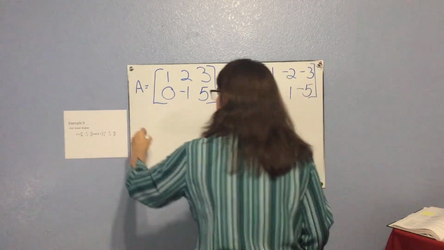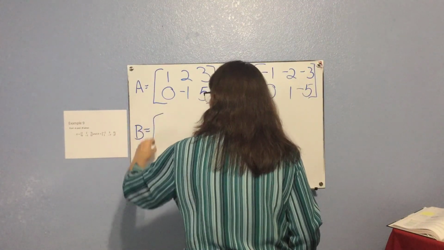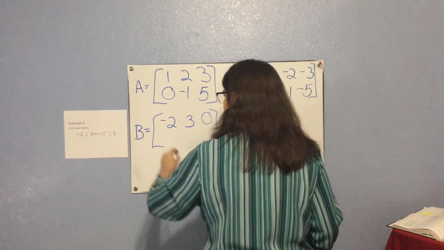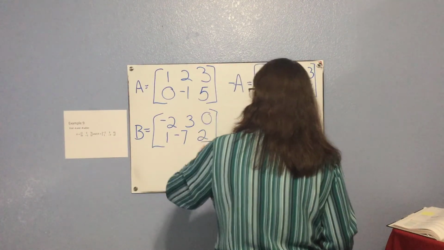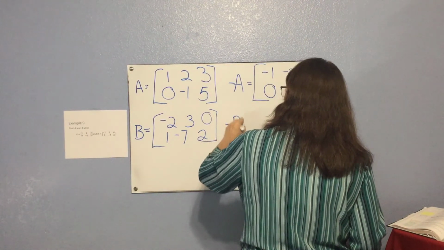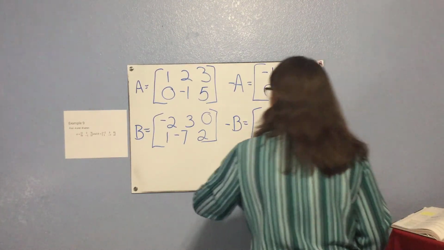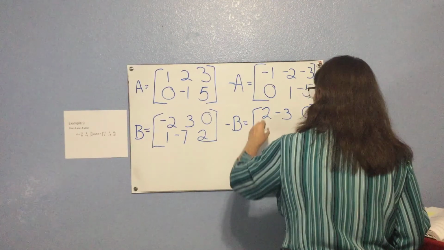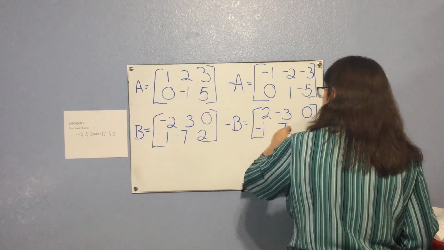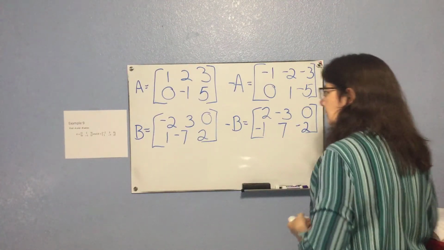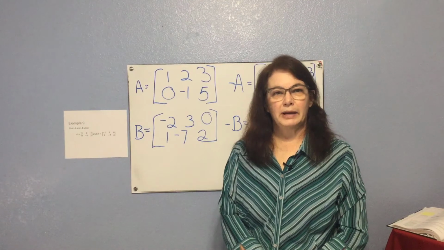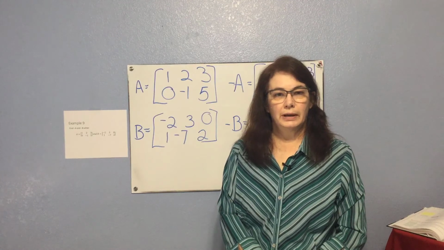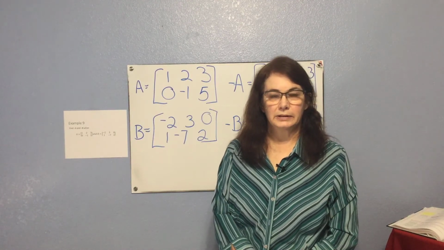and if matrix B was this, then negative B would be like that. When we add a matrix to its additive inverse, we get a matrix where all the elements are 0, and we call this a zero matrix.